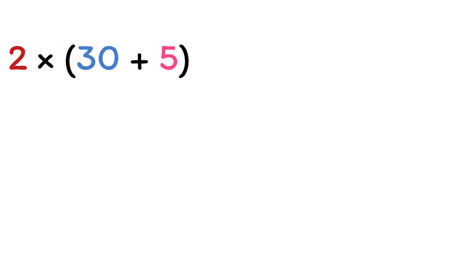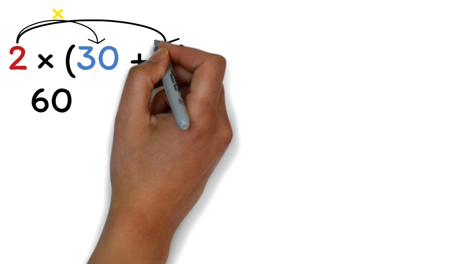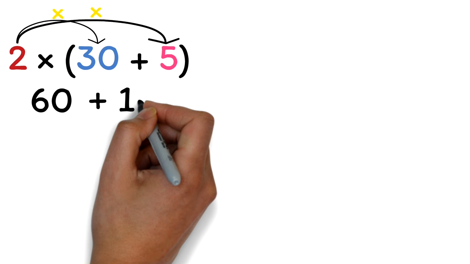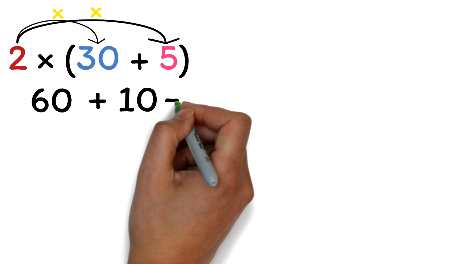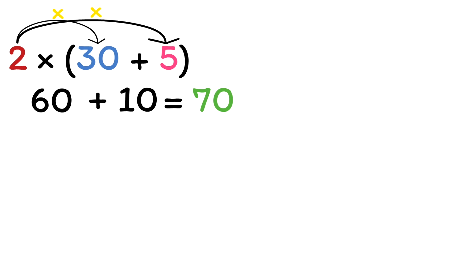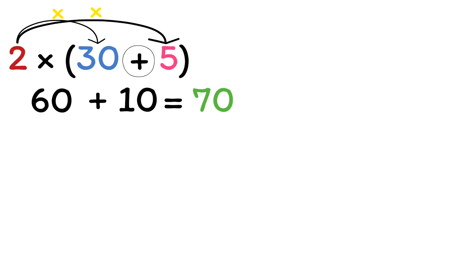Let's do another example. Let's solve 2 times 30 plus 5 using the distributive property. So, we'll multiply the 2 by the 30. This will give us 60. Then we multiply the 2 by the 5. This will give us 10. Next, we'll add the 60 and the 10 together to get 70. Note that the distributive property will still work, even if the operation in the parentheses is subtraction.